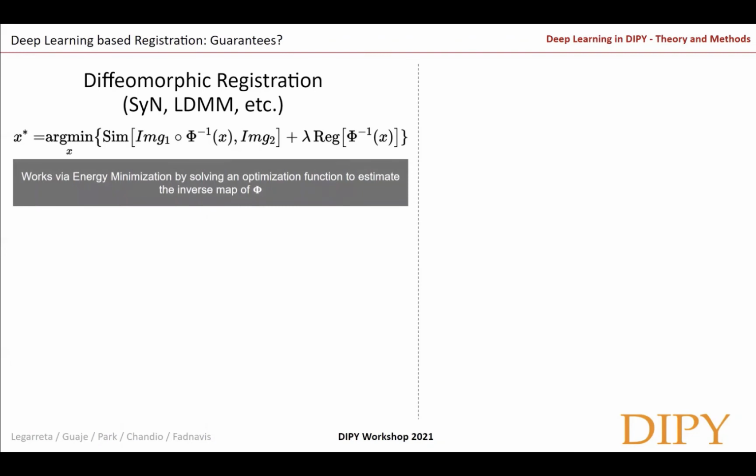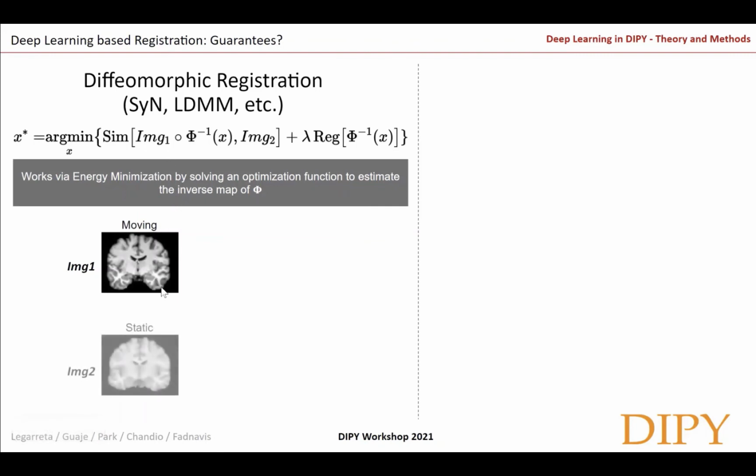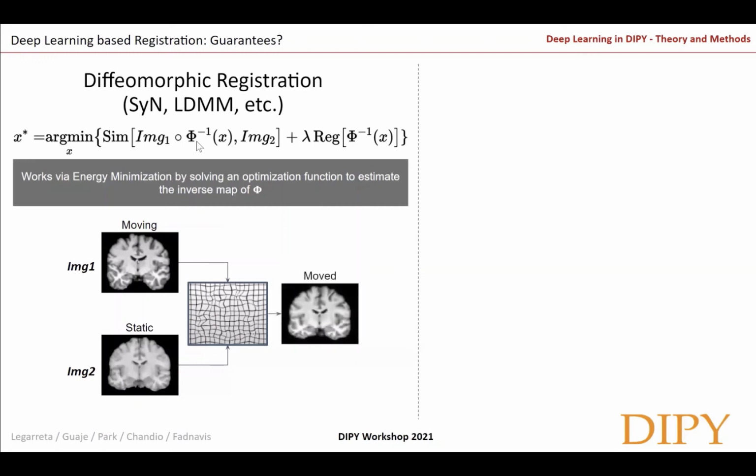So you have to regularize for that, assuming that the deformations obtained from the registration algorithm are locally smooth. So let's say you have this image one, that is your moving image shown over here, and this is the static image which you want this image to be registered to. What you want to do is optimize for this phi inverse, that is the deformation map, to get the moved image.